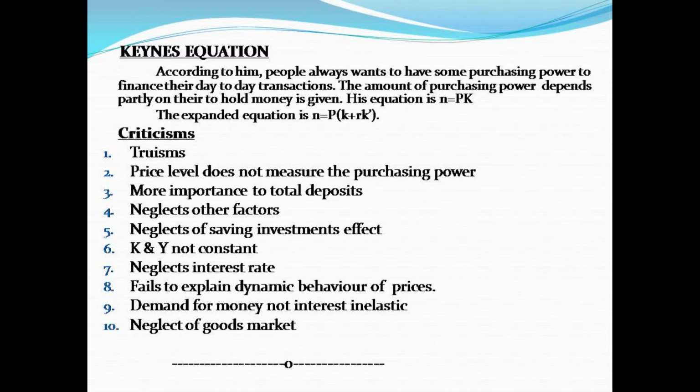Next one, more importance to total deposits. Another defect of the Cambridge equation lies in its applying to the total deposits considerations which are primarily relevant only to the income deposits, and the importance attached to K is misleading when it is extended beyond the income deposits.